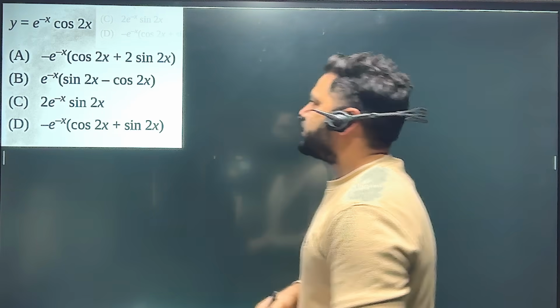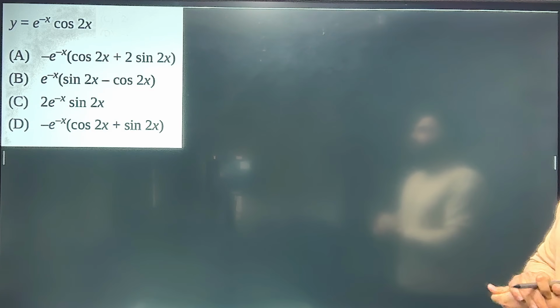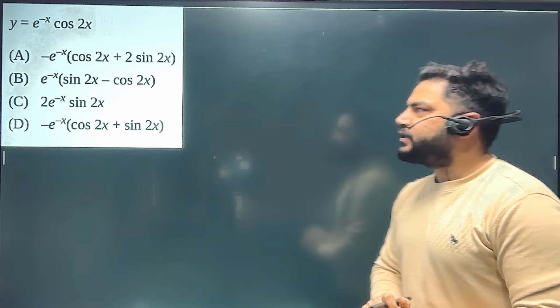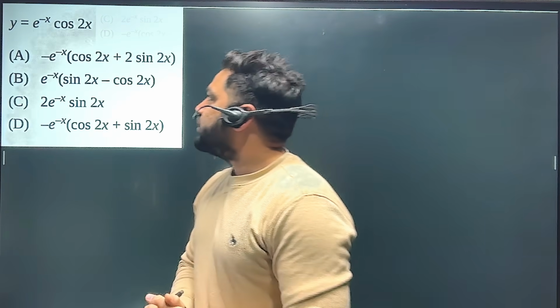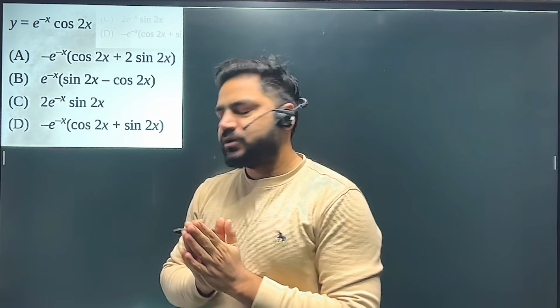So the first question is right on the screen. The first question is y equals e to the power minus x times cos 2x. How do we do its differentiation? Options are also given. So let me tell you step by step how to solve this question quickly.